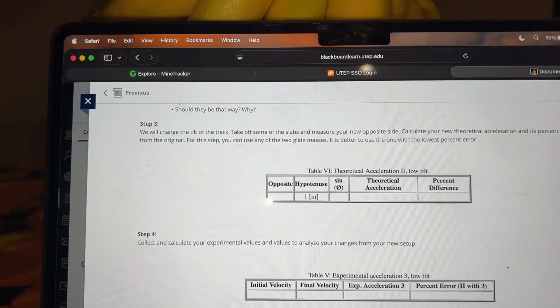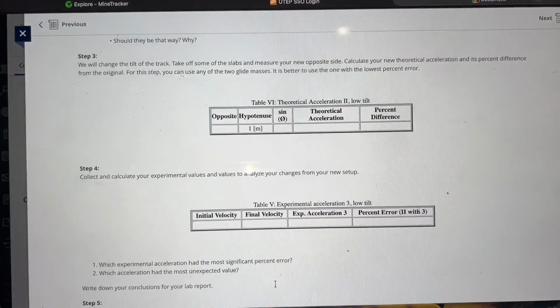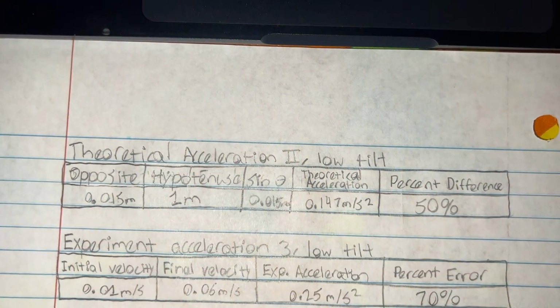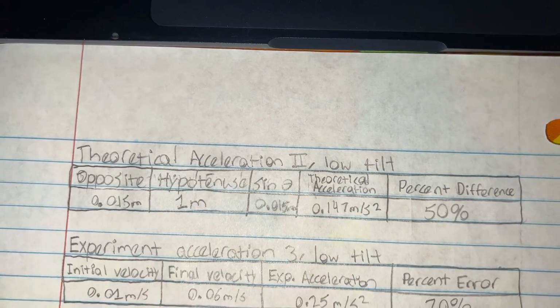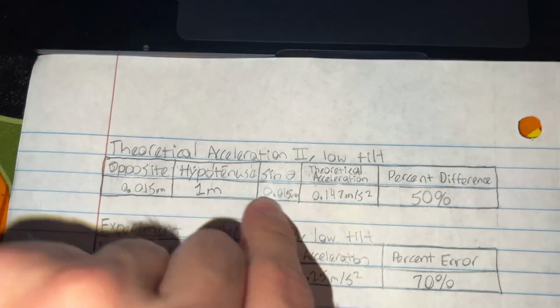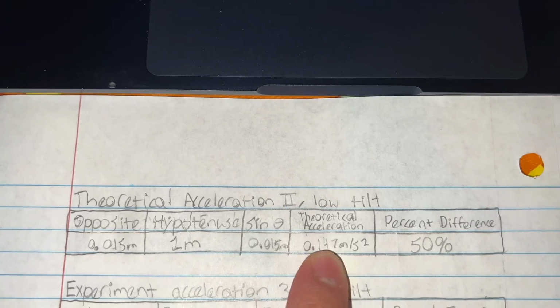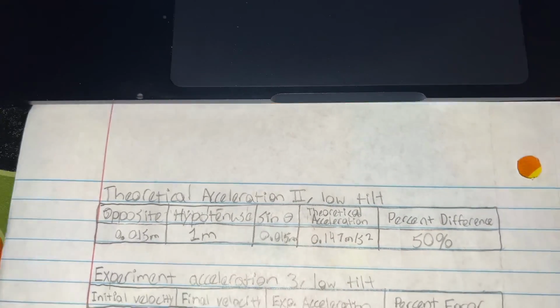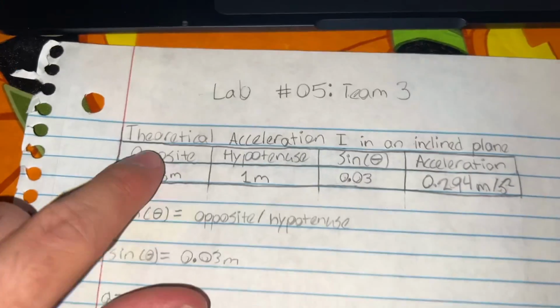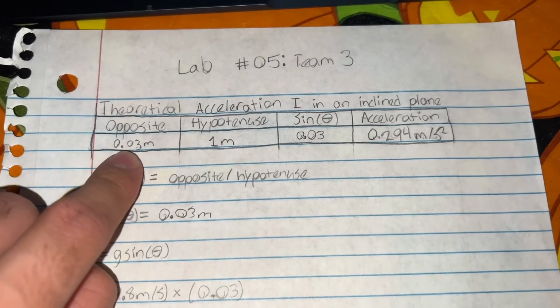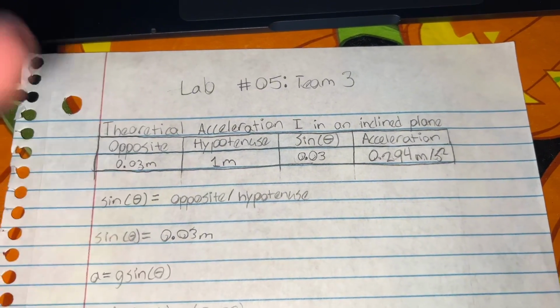acceleration, but now on a low tilt. So basically same thing. I'm gonna go ahead and pan it here. We were able to determine the values of our glide and our weights. And with this, we were able to figure out that it was actually a 0.5% difference, which makes sense because in this one, this was the height of the glide.